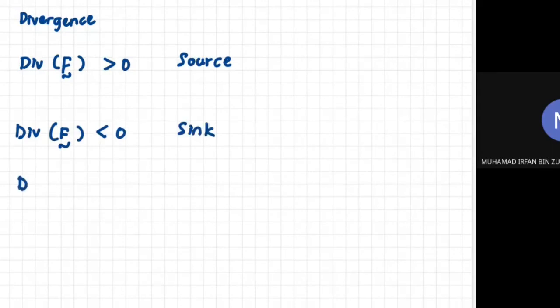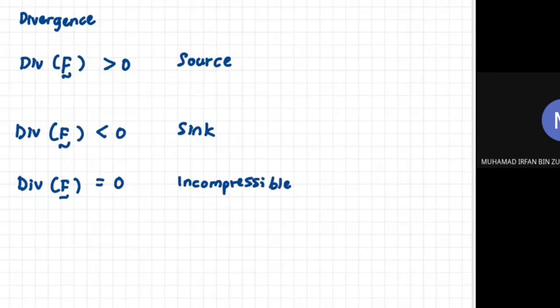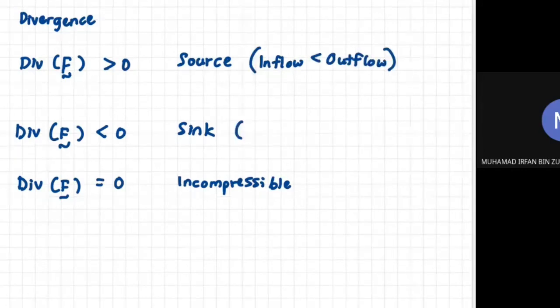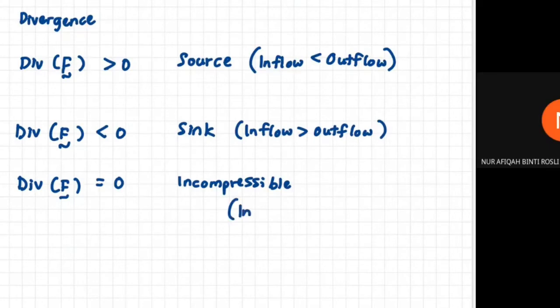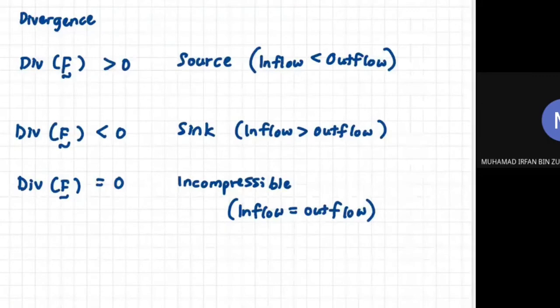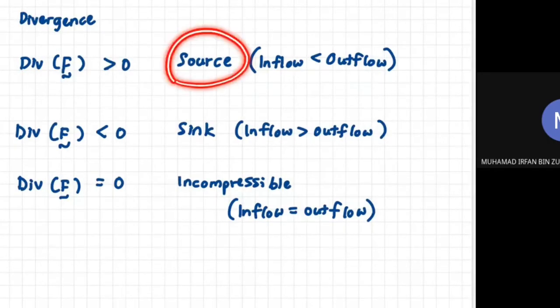And when divergence F is equal to 0, we call it incompressible. So source means the inflow is less than the outflow, and sink means the inflow is greater than the outflow, and incompressible means the inflow is equal to the outflow. So one example of a source is the shower.